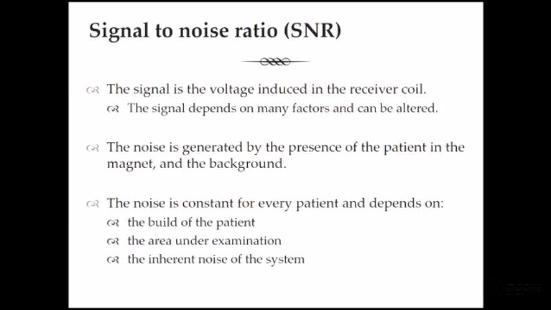So signal to noise ratio. The signal is the voltage induced in the receiver coil. This depends on a lot of factors that can be altered by the radiographer sitting at the console. But noise is generated by the presence of the patient in the magnet themselves. So there's inherent noise in the system.